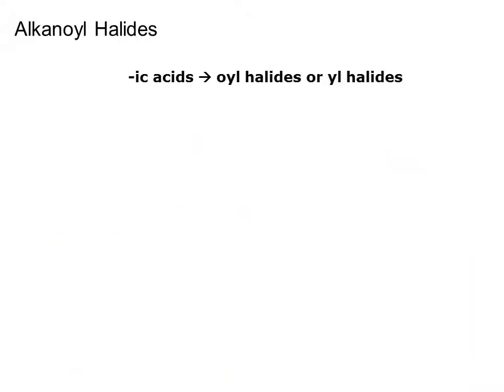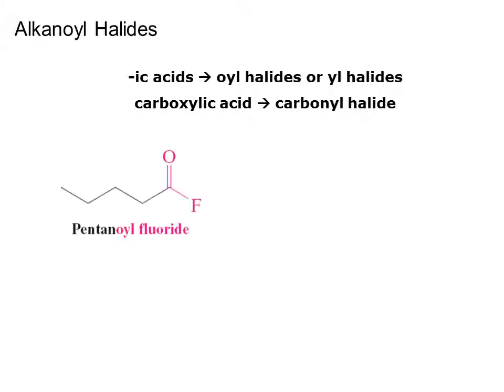So acyl halides, for nomenclature, our carboxylic acids will go to -yl halides or -oyl halides. Carboxylic acids will be carbonyl halides. First one, we have pentanoyl fluoride, so we have a 5-carbon chain. If it was an aldehyde, it would just be pentanal. So just changing that last part to signify we still have the double bond carbonyl as well as a fluorine group coming off of that carbon.